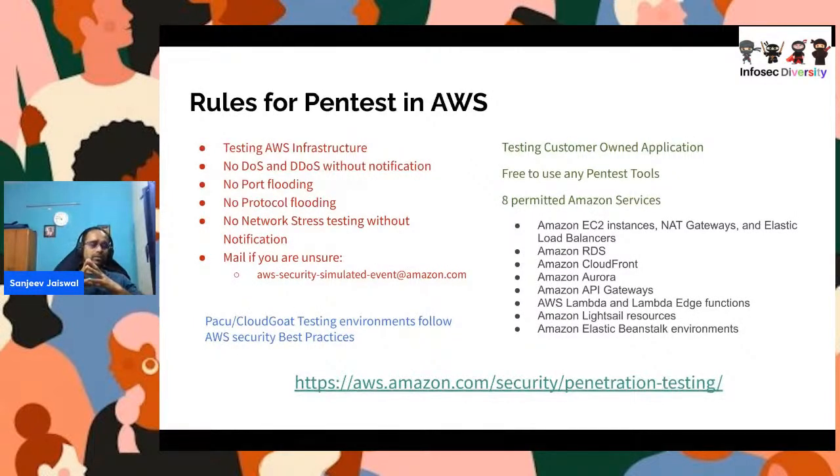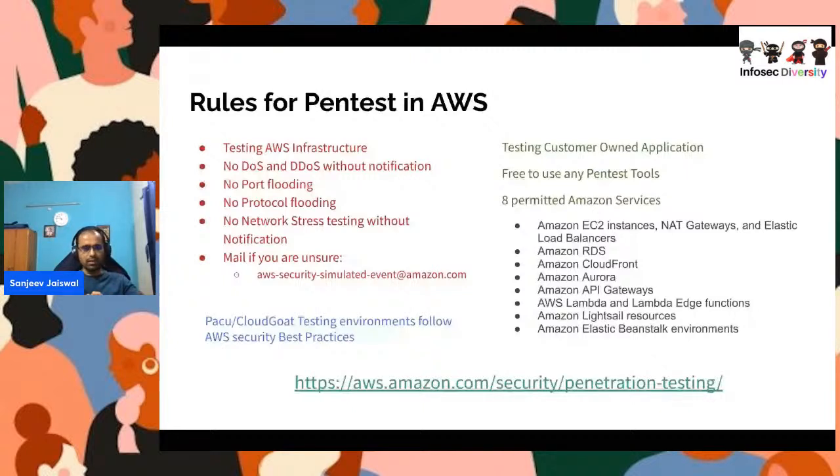You cannot do a DoS or DDoS attack without any kind of notification, right? So you have to notify your client and AWS that this is a test we have to do for our application, and it is mandatory. So we need to do that, but you have to notify. You should not do any kind of port flooding or protocol flooding.